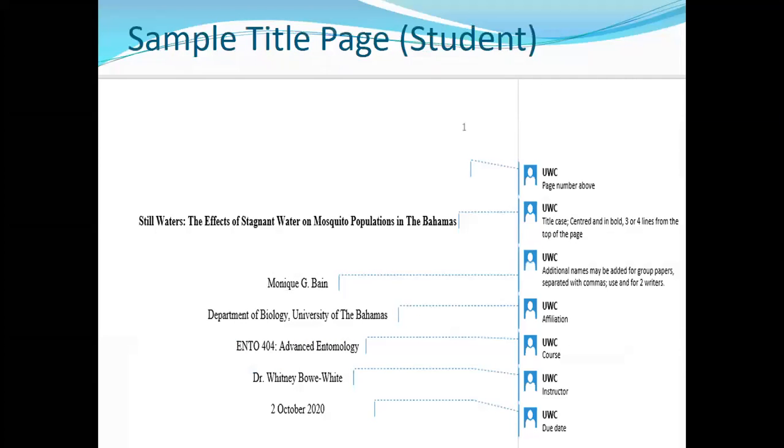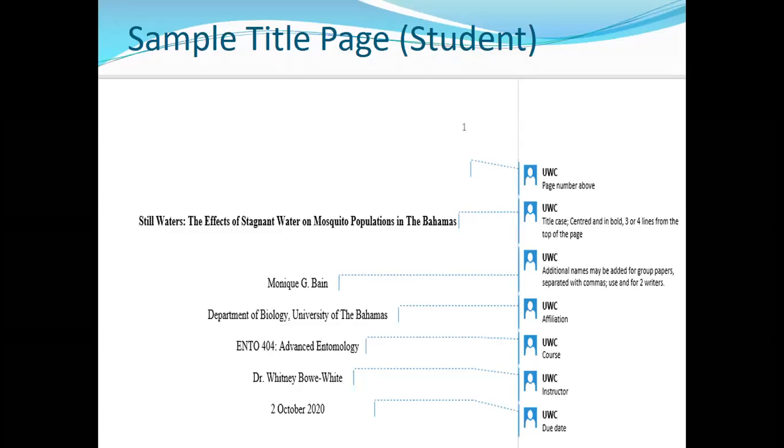So in this slide, I have a sample title page. The title is Still Waters, the effects of stagnant water on mosquito populations in the Bahamas. Now, let me just say off the top that I know nothing about mosquitoes in the Bahamas. I just made this up. So this is not factual stuff and this is not a real paper.